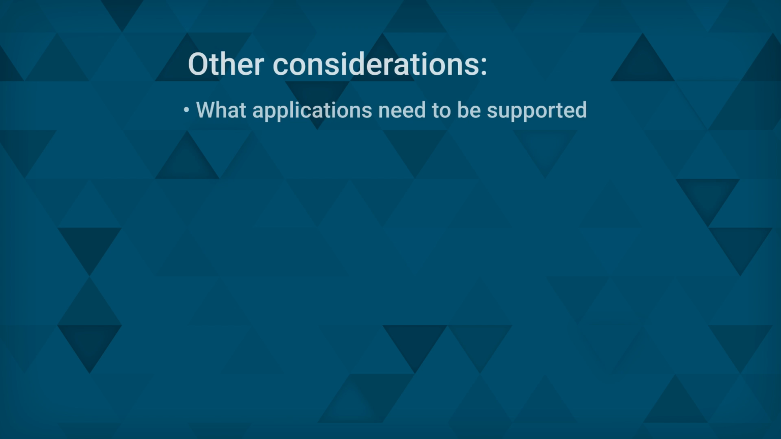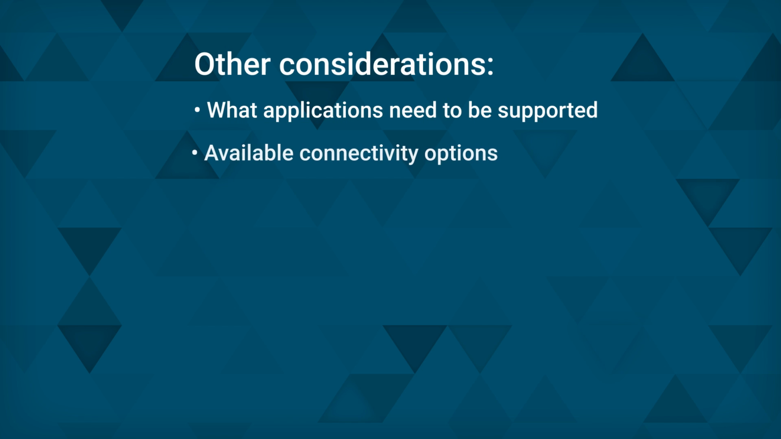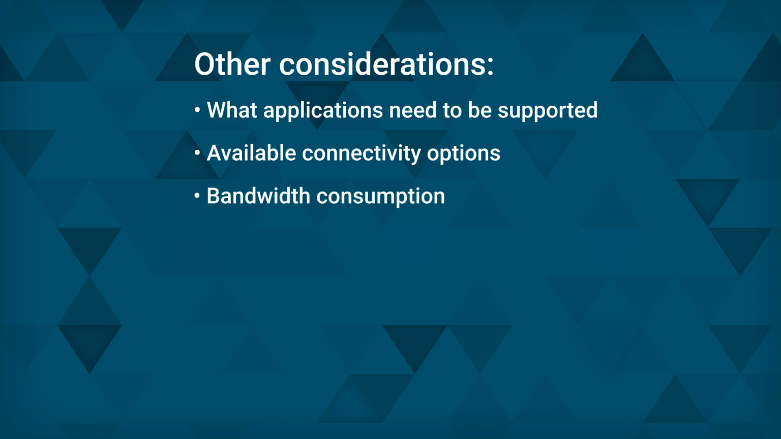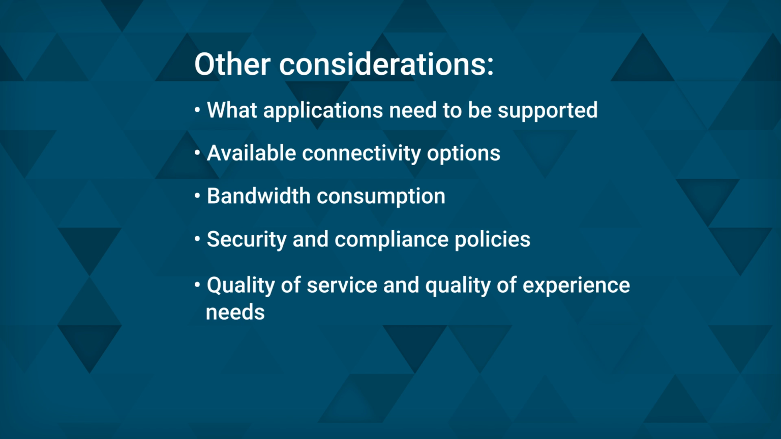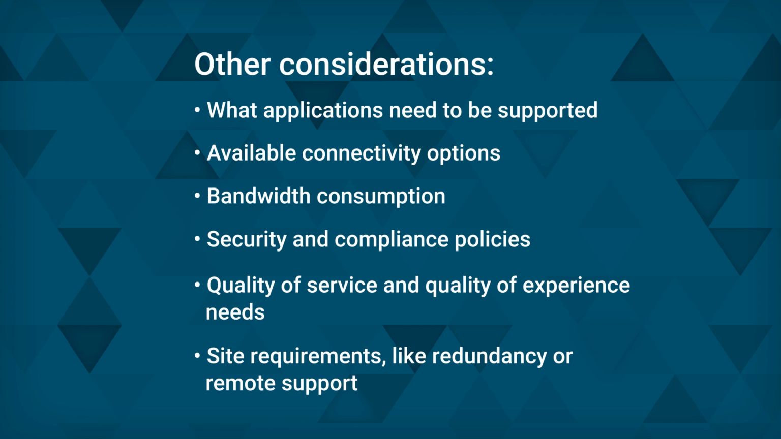Your team should be ready to explain to company executives why SD-WAN is a good investment. This is especially important if your network is already performing well. Here are some other things you must understand about your current WAN environment before conducting a more in-depth vendor evaluation. What applications need to be supported, available connectivity options, bandwidth consumption, which security and compliance policies must be followed, the organization's quality of service and quality of experience needs, and finally, any site requirements, like redundancy or remote support. Once all this pre-purchase research is done, you're ready to evaluate the vendors.